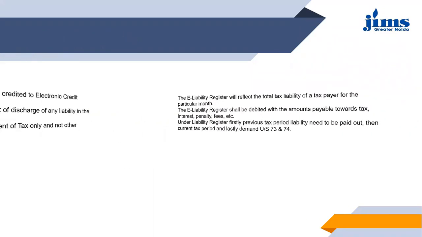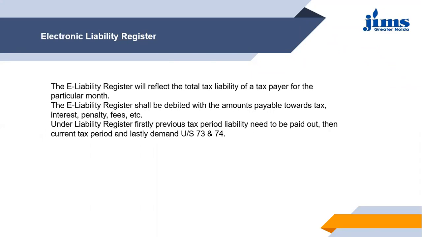Then next, lastly, is the electronic liability register. The electronic liability register will tell you how much GST liability you are carrying, which needs to be paid by the taxpayer. So for this purpose, this liability register will simply tell you how much is the CGST, how much is the SGST, how much is the IGST or UTGST liability on your account, which you have to pay.